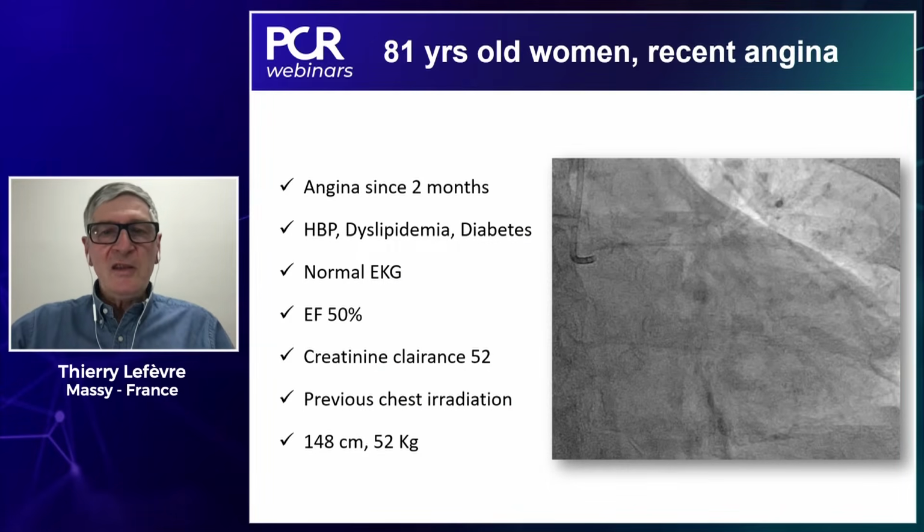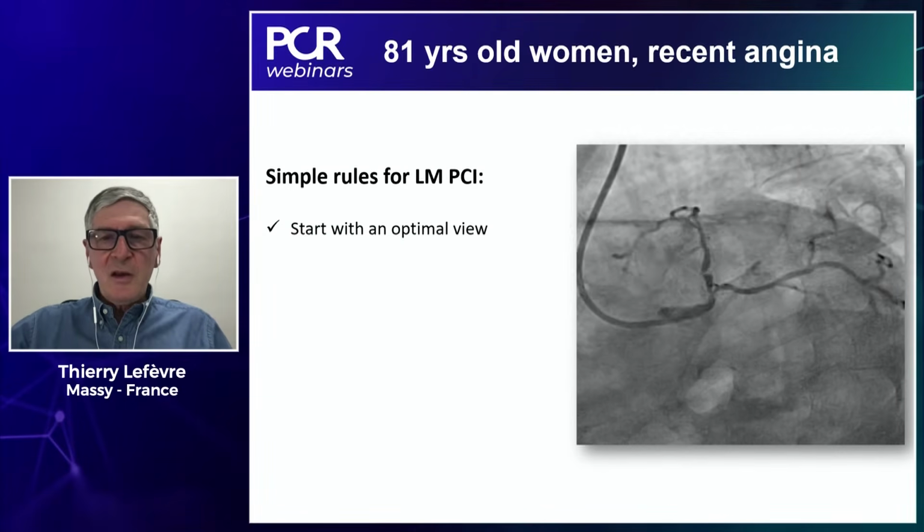So this is an 81-year-old woman who had angina for 2 months, and she was admitted for a coronary angiogram. As you can see, she had a lot of risk factors: high blood pressure, dyslipidemia, diabetes mellitus. EKG was normal. By echo, ejection fraction was 50%. Renal function was also normal, but she had a previous chest irradiation for breast cancer many years ago. Please notice that she is 52 kilograms and very small. She is 148 centimeters.